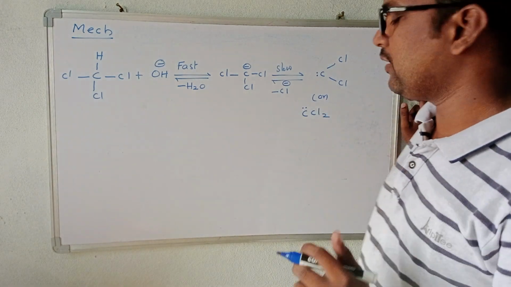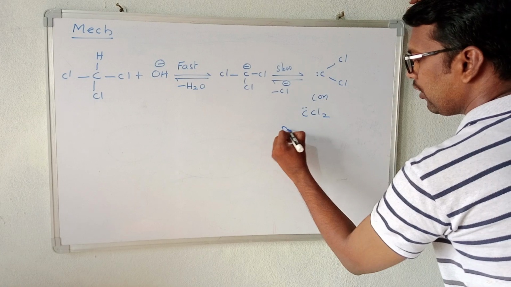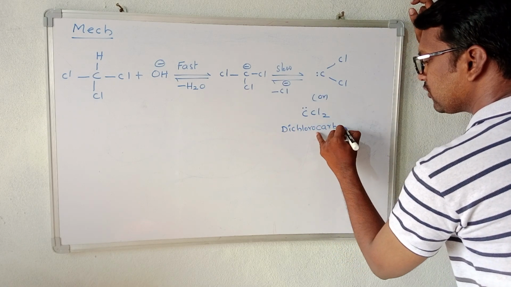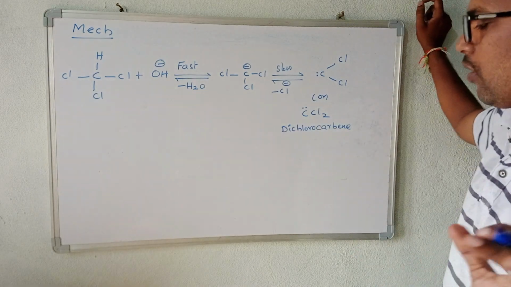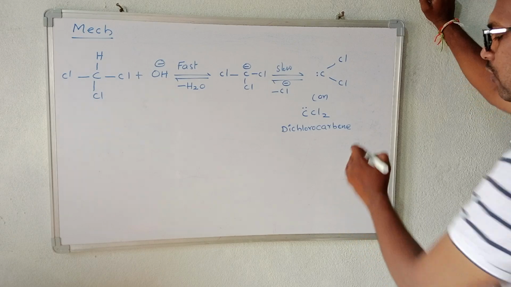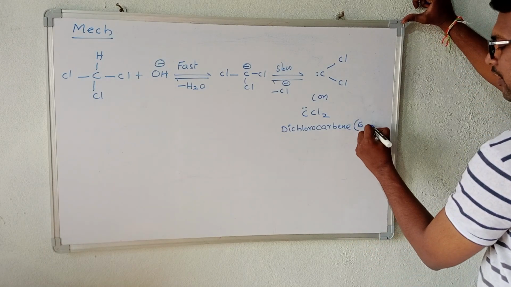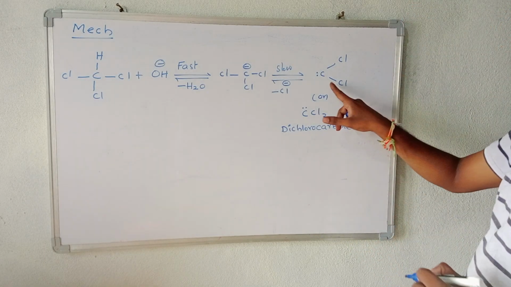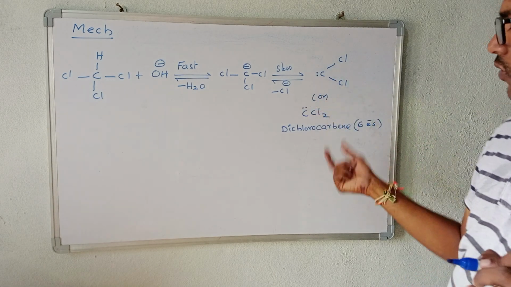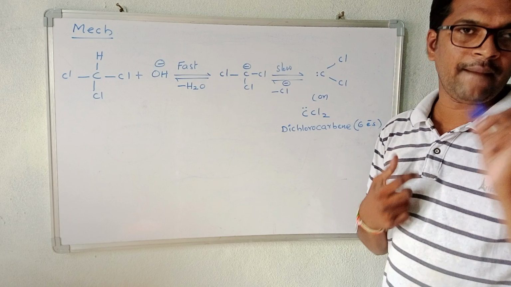If you want to write the name of CCl2, it is called dichlorocarbene. Actually CH2 is called carbene, but in place of 2 hydrogens, chlorines are present. That's why it is called dichlorocarbene, and this dichlorocarbene contains a total of 6 electrons. In the bonds 2 electrons, 2 electrons, 2 plus 2 is 4, 4 plus 2 is 6 electrons. Dichlorocarbene contains only 6 electrons.